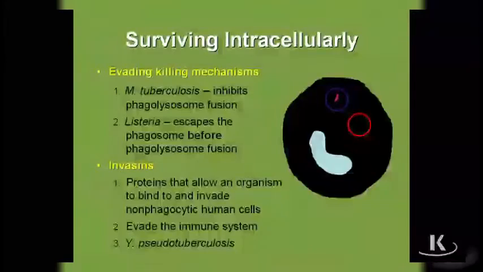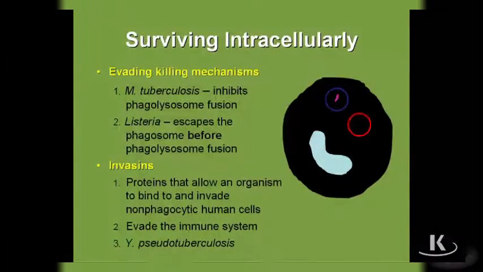So TB is the first one. Listeria is another one that we're going to talk about that is also very common for the granulomatous response. In fact, when Listeria crosses the placenta, the disease that it causes is granulomatosis infantiseptica. It just helps remind you about that granulomatous response and the fact that it's intracellular.